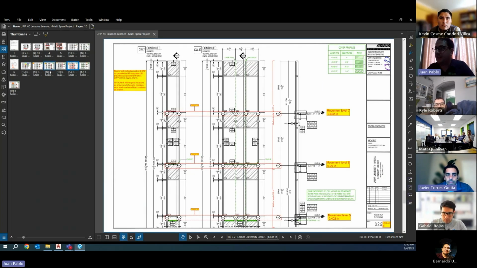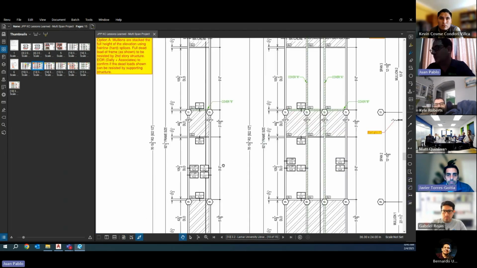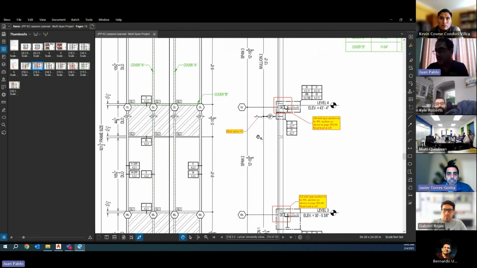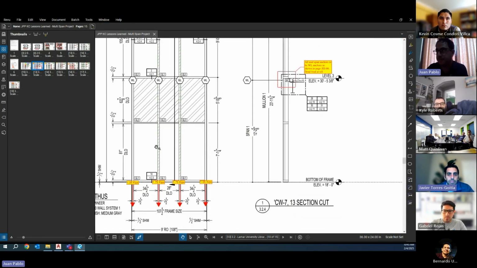For our luck, the client said to us, no, the EOR likes dead load at the sill. So for all these frames we put a hard splice, only wind load anchors, and dead load at the sill.